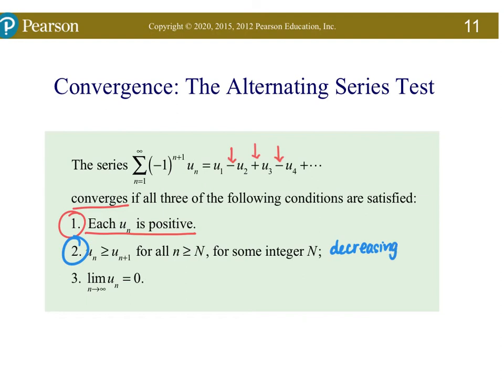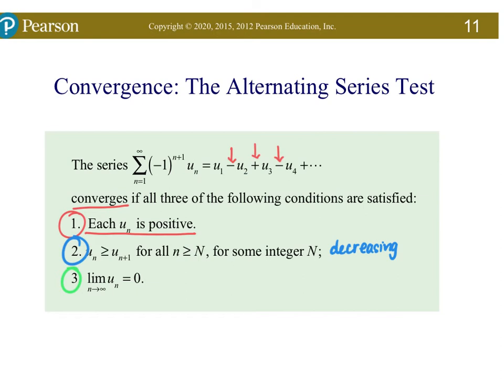Okay, each term must be smaller than the term before it. So u sub n plus 1 must be smaller than the term before it. Now the additional thing is it can't just be decreasing in general. The third requirement is that it has to be decreasing towards 0. The last term needs to be approaching 0.